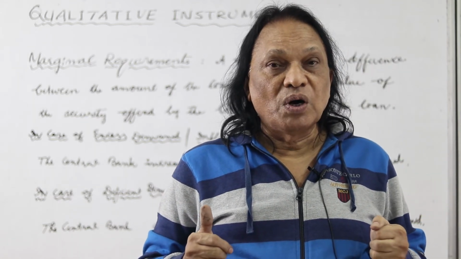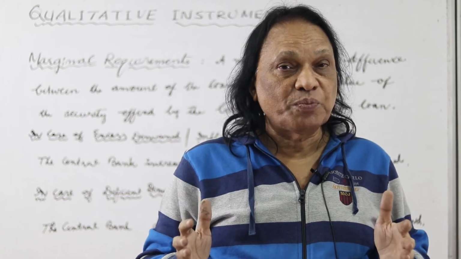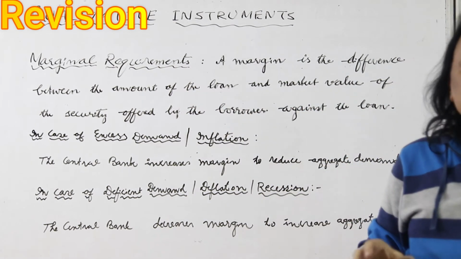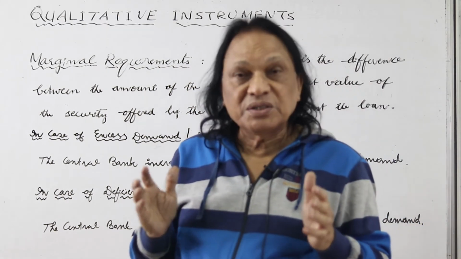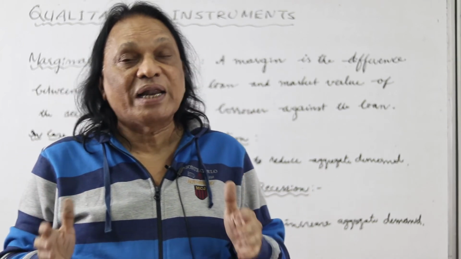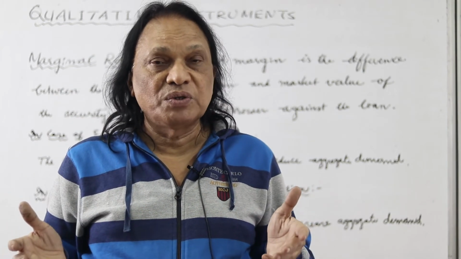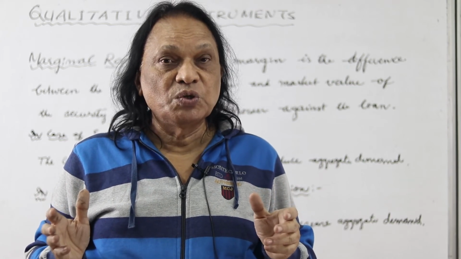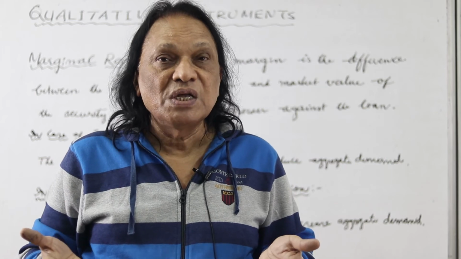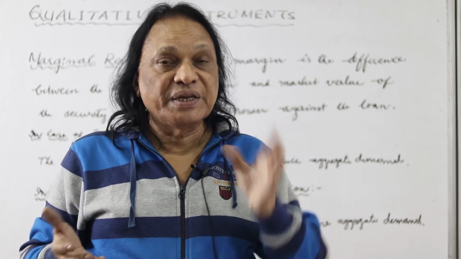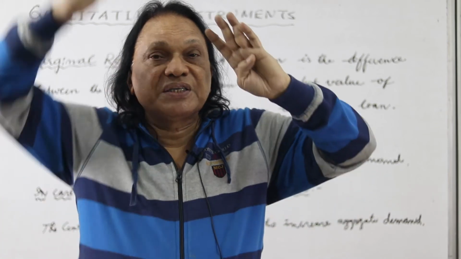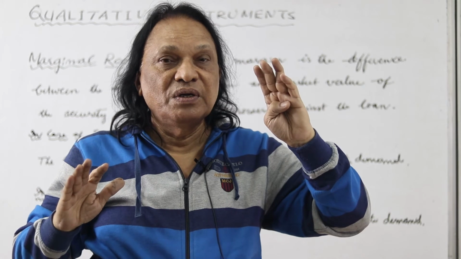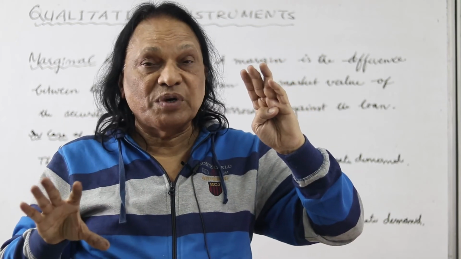I repeat once again, under qualitative instruments, the most important instrument is margin requirement. What exactly is margin requirement? Margin is the difference between the value of the collateral security and the loan amount. For example, if the margin requirement fixed by the central bank is 40%, you will be getting only 60% of the value of your collateral security. In case of excess demand, the central bank increases the margin requirement so that you get less money. AD will come down, output will come down, prices will come down, and we can control inflation.